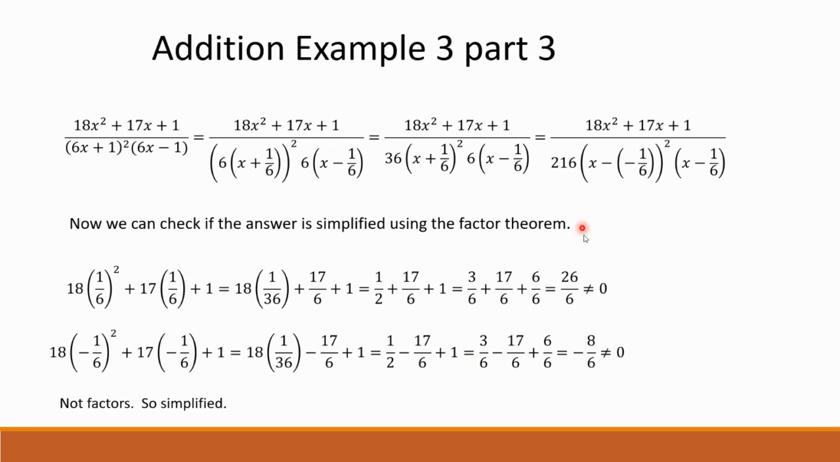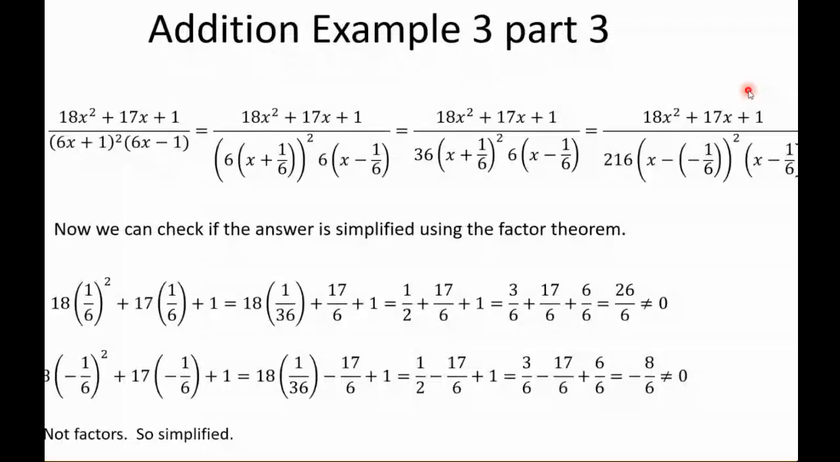And since we don't get 0, x minus negative 1 over 6 is not a factor of the numerator. So since we did not get 0 by the factor theorem, x minus 1 over 6 is not a factor of the numerator. And x minus negative 1 over 6, that's not a factor of the numerator either. Hence, this whole thing is simplified. That's what we get. Any questions on that?